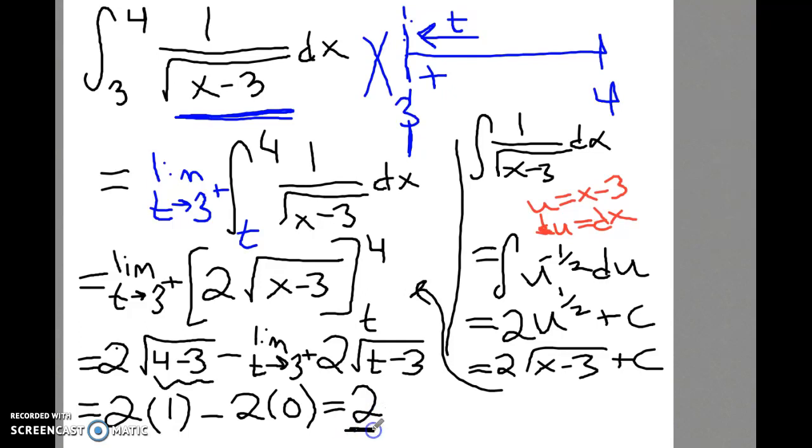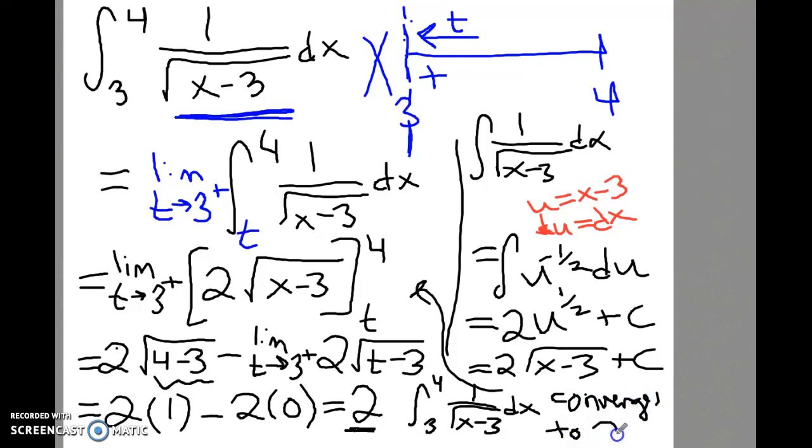Since we have a finite value here, the integral converges. More precisely, we can say that the integral from 3 to 4 of 1 over the square root of x minus 3, which is an improper integral because of the infinite discontinuity at 3, we know now converges to 2. I'm writing with my finger, so forgive me, it's going to be hard to write small.